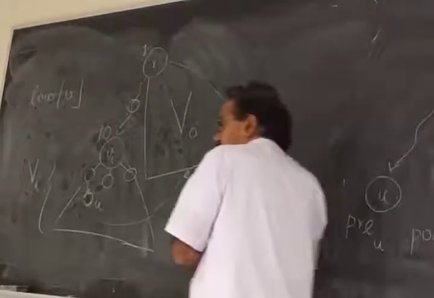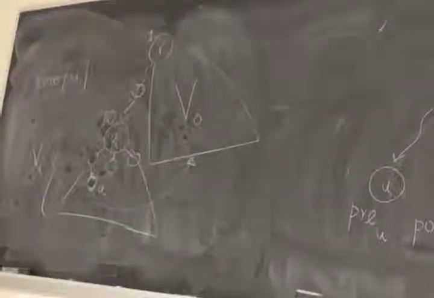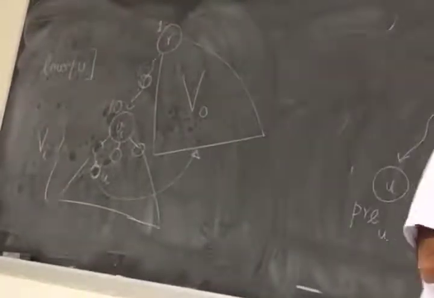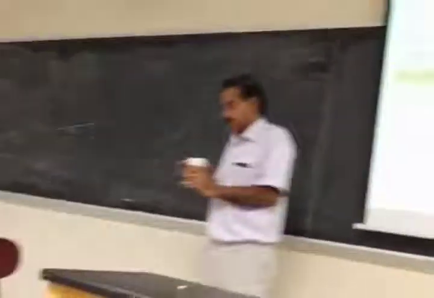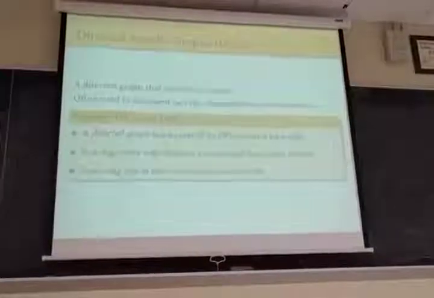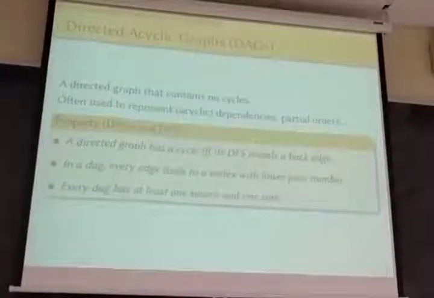Okay, so let's talk about directed acyclic graphs. Now we talked about biconnected components in undirected graphs. So now let's come back to directed graphs. In directed graphs, what is a DAG? A DAG is a directed graph which has no cycles, right?